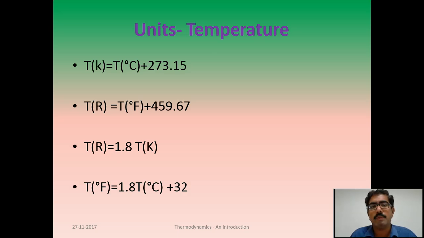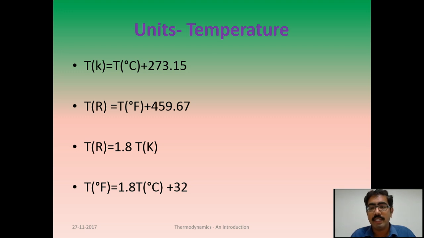Temperature. Very often we will be using the unit temperature. It will be given in degrees Celsius, so we have to convert to Kelvin. Whenever it is given in degrees Celsius, we have to add 273, then we get Kelvin. We also have to know the temperature relation between Rankine and Fahrenheit. If it is given in Fahrenheit, if we add 459, we get Rankine. Next, how to convert Kelvin to Rankine? For example, we have 273 Kelvin. If you multiply with 1.8, we get Rankine.